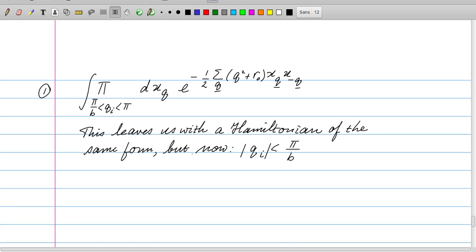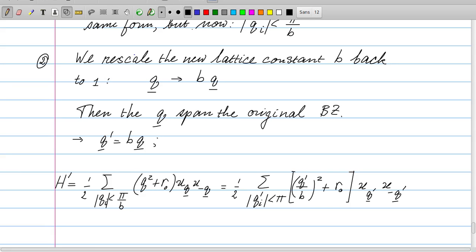Realize, by the way, that this operation leaves us with qi's being smaller than pi over b, and so b is now recognized as being the new lattice constant of the model. So we have rescaled the lattice constant from 1 to b. Step 2 is then to rescale the new lattice constant b back to 1. And in reciprocal space this means that the old q's are rescaled. We multiply them by b and we get new q's that fill up the original Brillouin zone. And so to be specific, the q primed is defined as b times q.